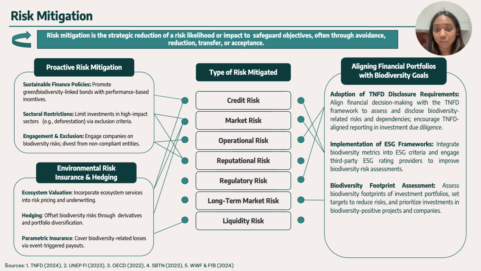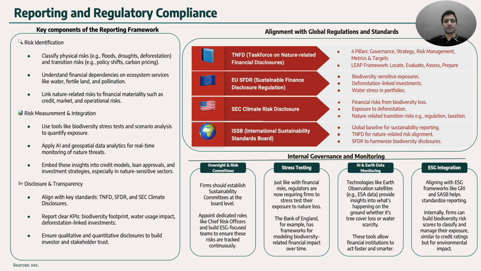Lastly, aligning financial portfolios with biodiversity goals involves the adoption of TNFD disclosure requirements. This means aligning financial decision-making with the TNFD framework to decrease operational and regulatory risks, as well as the implementation of ESG frameworks to decrease credit and market risks. Lastly, biodiversity footprint assessment allows long-term market risk to be decreased, as it allows for assessment of biodiversity footprints of investment portfolios.